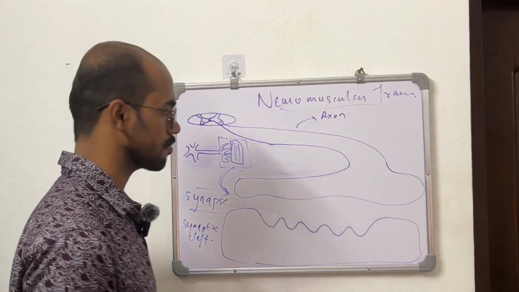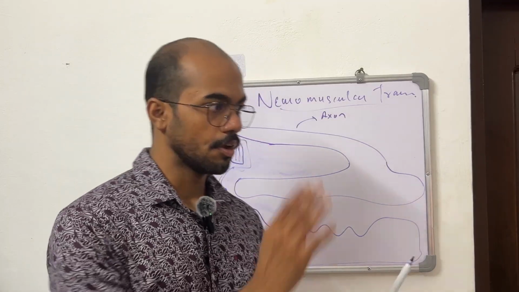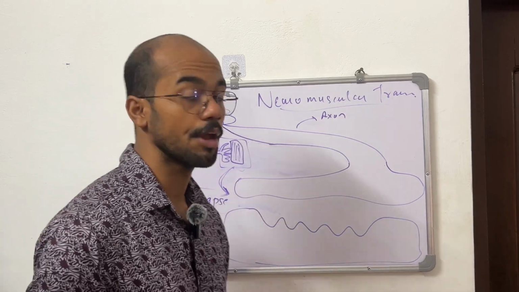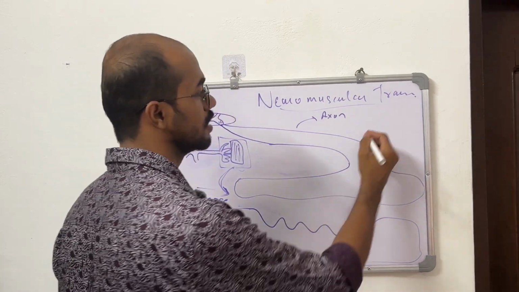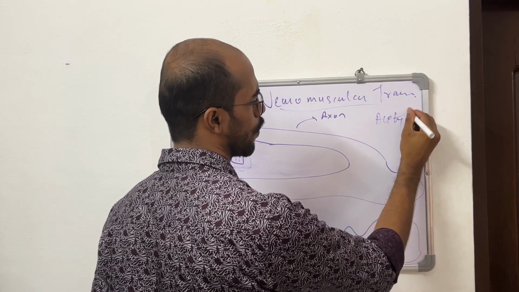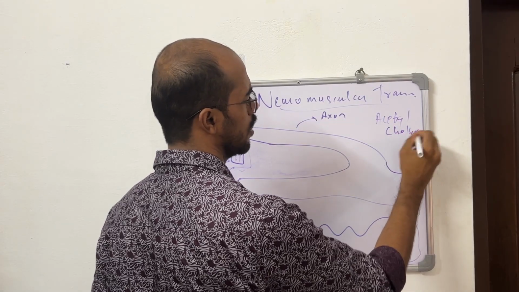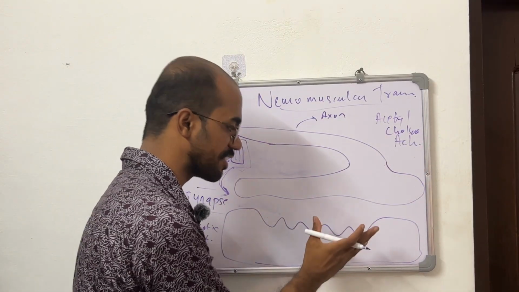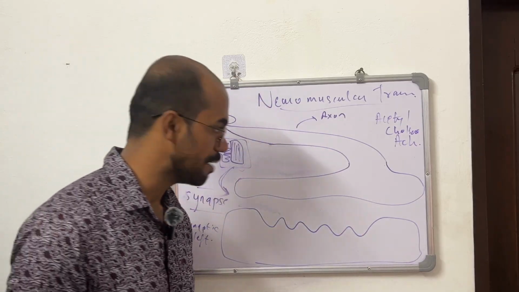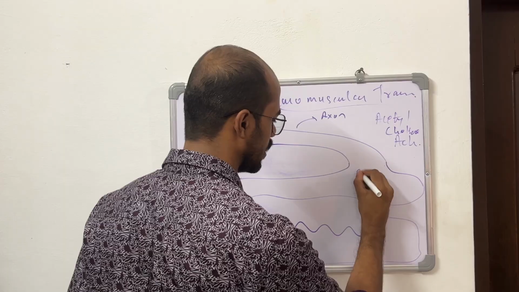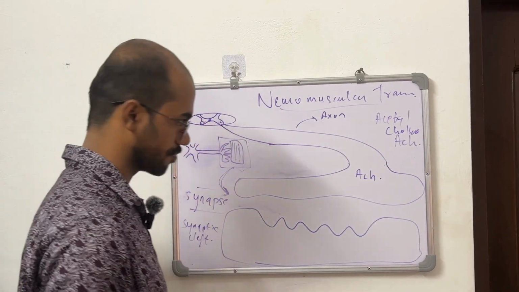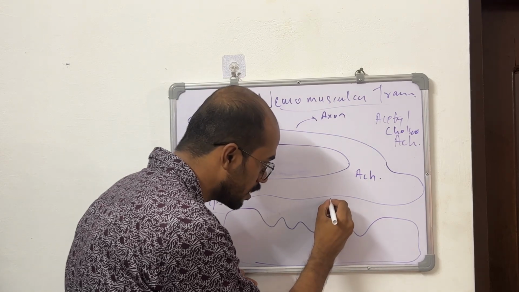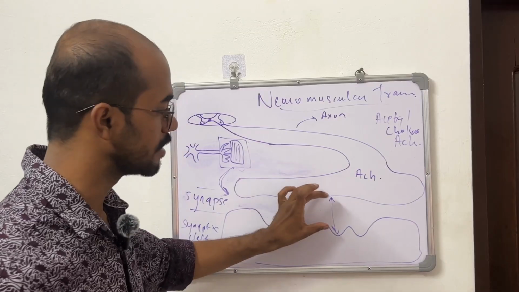Now, in the last video, I told you information from a neuron is transmitted to the other neuron with the help of chemical messengers. And what was that chemical messenger? It was acetylcholine, right, or ACh. Similarly here too, information from the neuron is transmitted to the muscle cell with the help of the chemical messenger acetylcholine. This acetylcholine transfers the information from the neuronal end to the muscular end by traveling this distance, or traveling across the synaptic cleft.